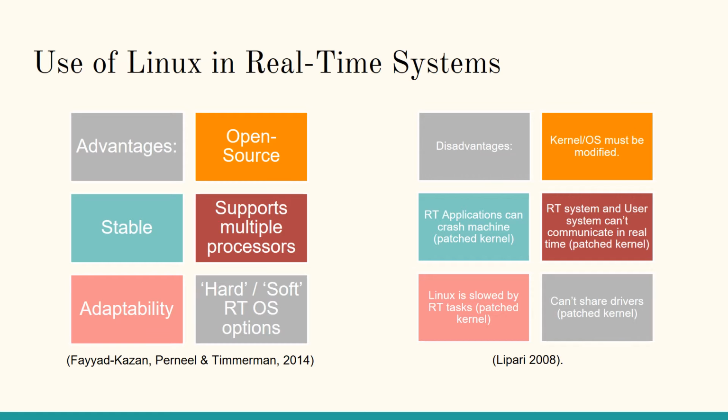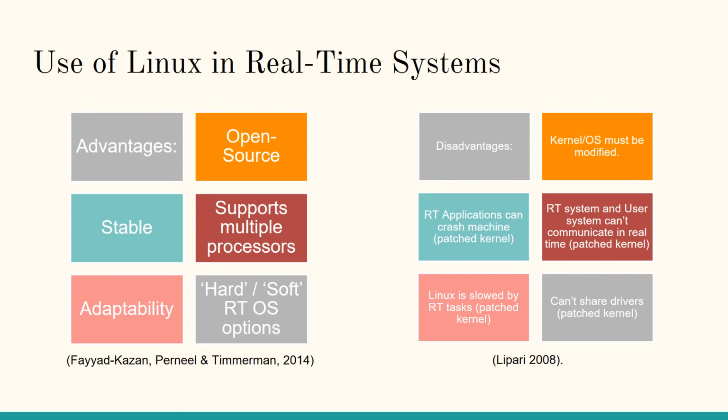And then advantages and disadvantages of Linux as a real-time operating system. Advantages are that it's open source, it's stable, supports multiple processors, and it's adaptable. And it can also support hard and soft real-time operating system options, depending upon how you implement the Linux operating system as a real-time system. So if you implement a thin kernel, then it can handle hard real-time OS applications, versus if you only use the Linux stock kernel, but you enable preemptible mode, then it'll run as a soft real-time system.